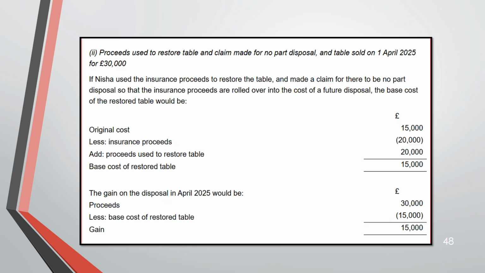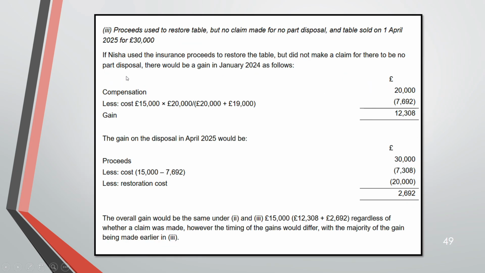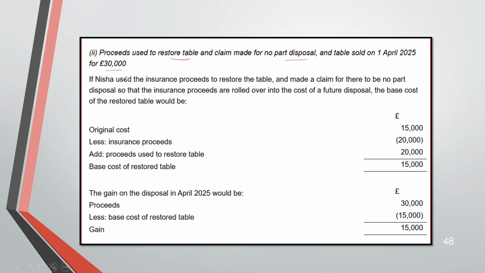Finished. Second situation, you use the proceeds to restore the table and the claim is made for no part disposal, and the table is sold for 30,000 later on. What happened? According to the second situation, remember the gain is deferred, no part disposal. So what is the original cost? Originally you bought it for 15,000. You deduct your insurance proceed. Then you add the proceed that is used to restore the table. So this is the base cost of the restored table.